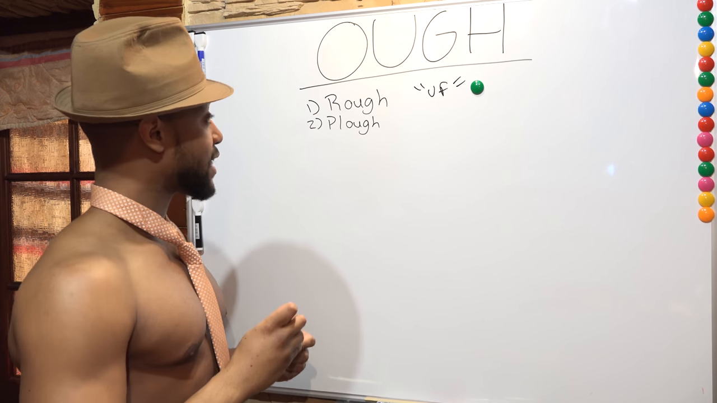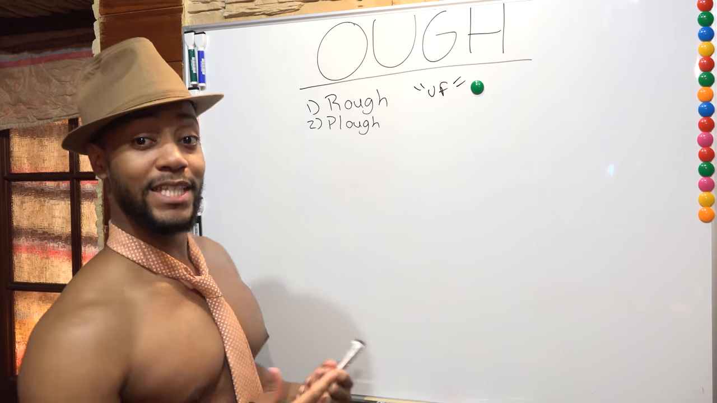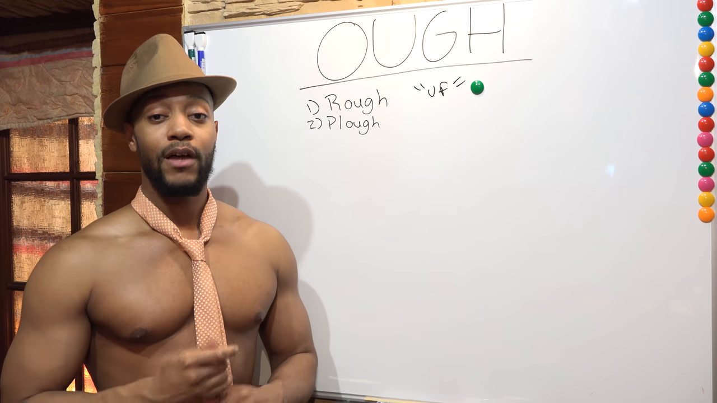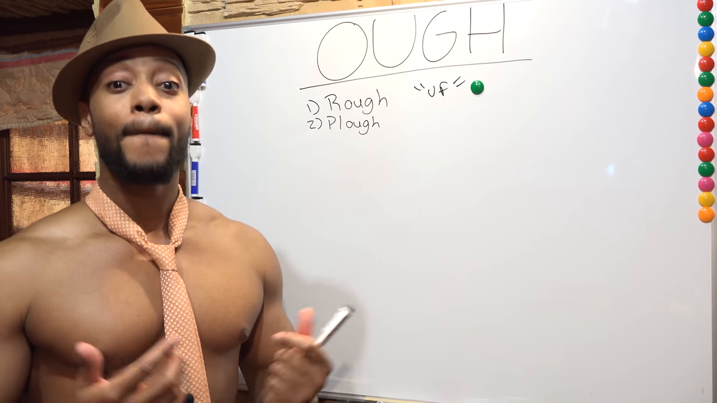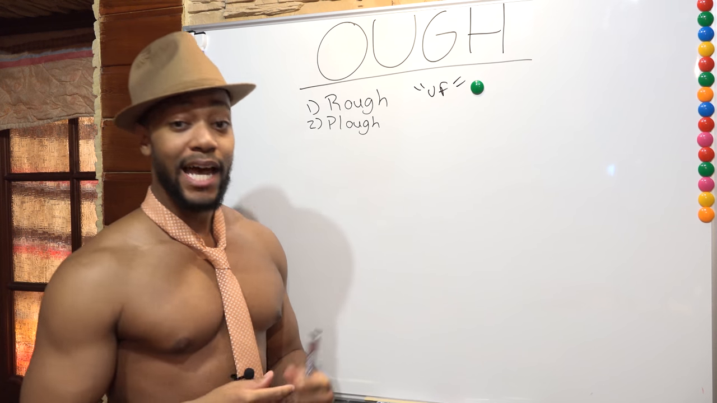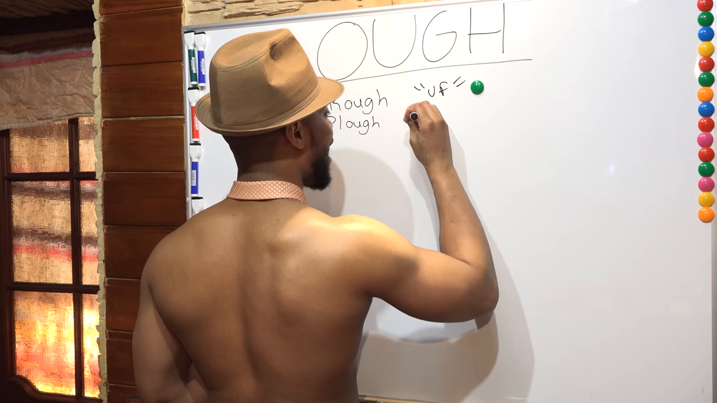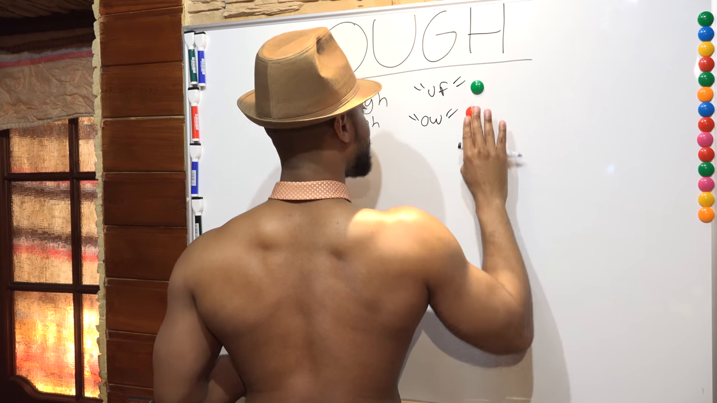What sound does this word make? Do you know this word? Well, I'll pronounce it for you, just in case you don't. It's plow. Plow. So what sound is O-U-G-H making in this word? It's ow. All right, just ow. So that's two.